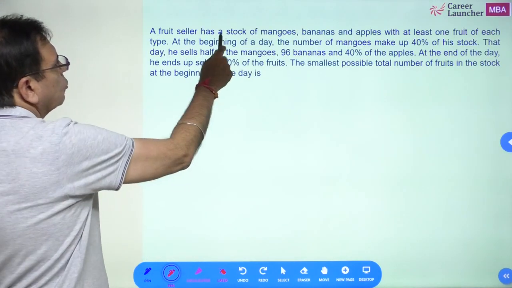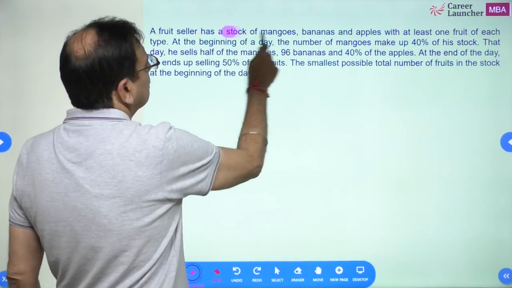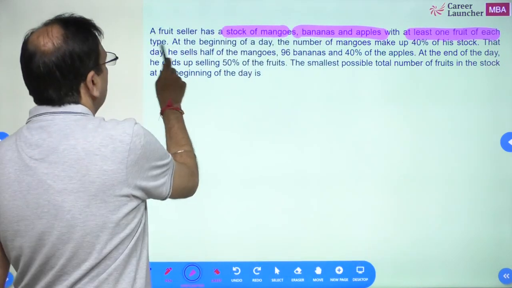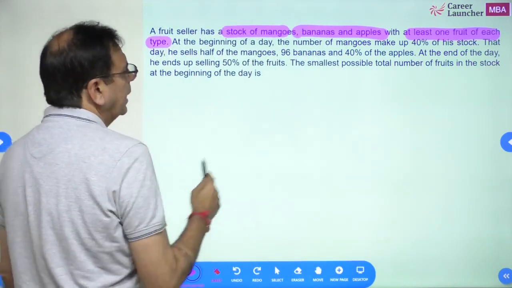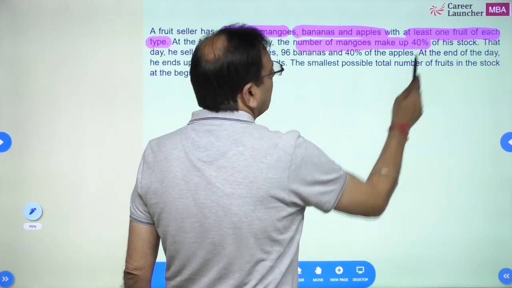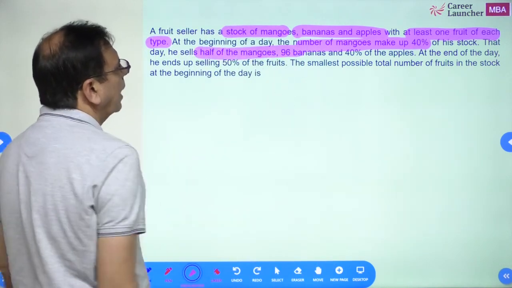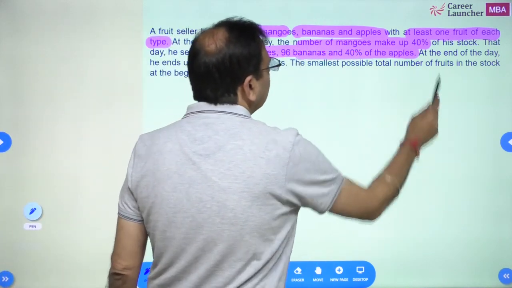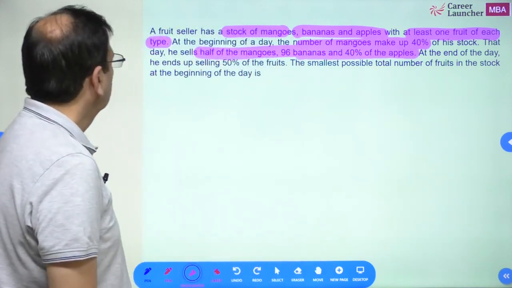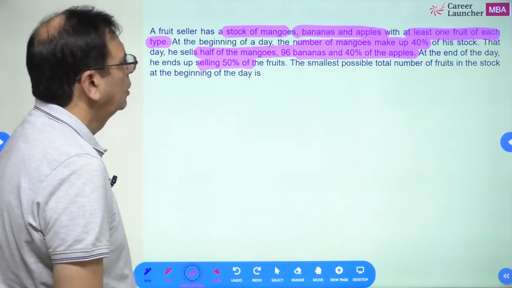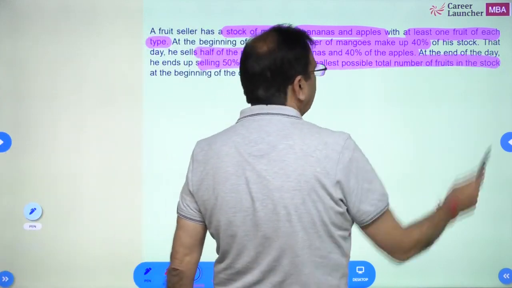A fruit seller has a stock of mangoes, bananas and apples with at least one fruit of each type. At the beginning of the day, the number of mangoes makes up 40% of his stock. That day he sells half of the mangoes, 96 bananas and 40% of the apples. At the end of the day, he ends up selling 50% of the fruits. What is the smallest possible total number of fruits in the stock?